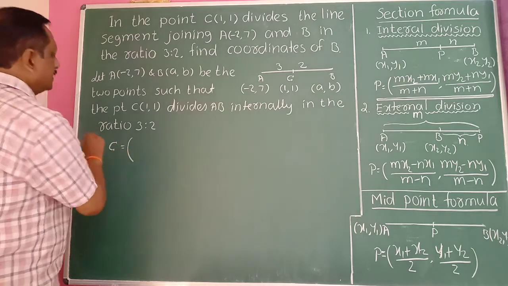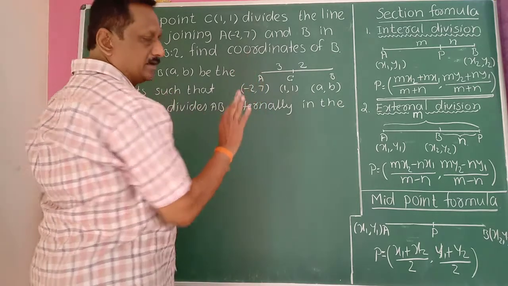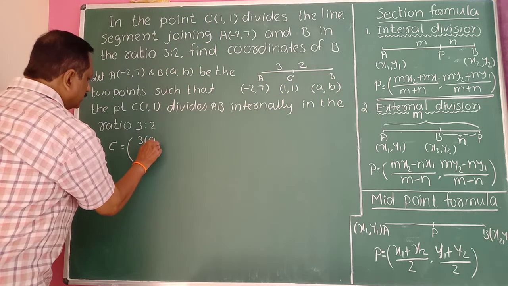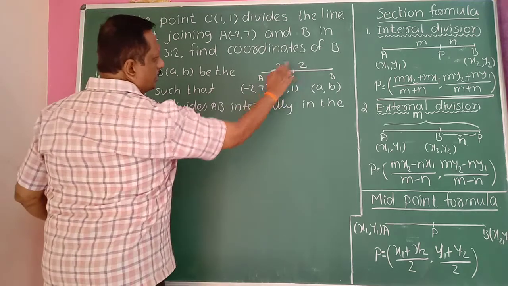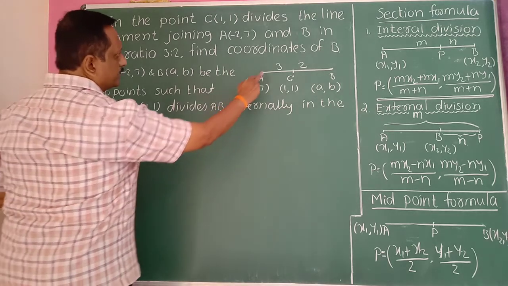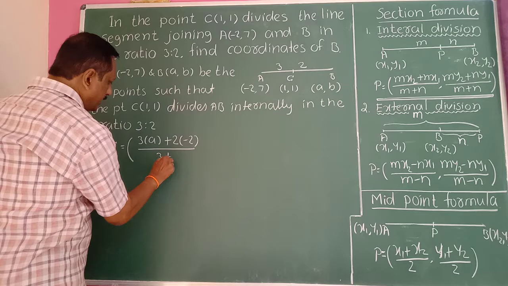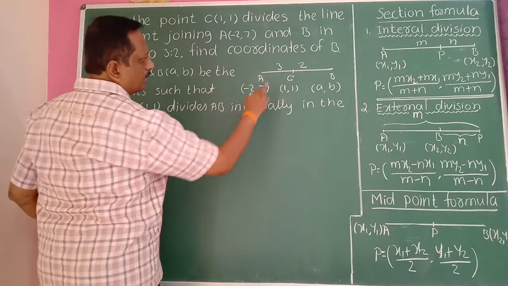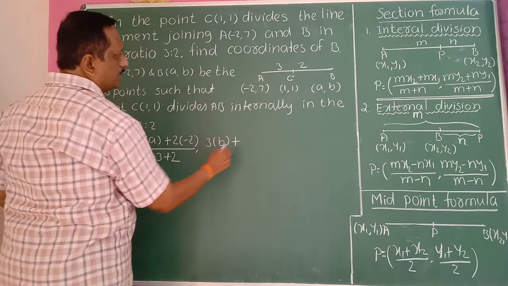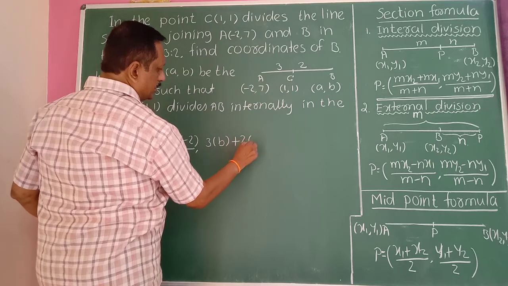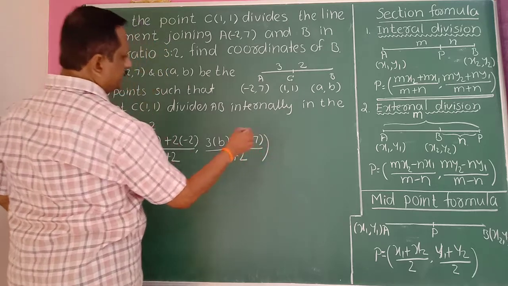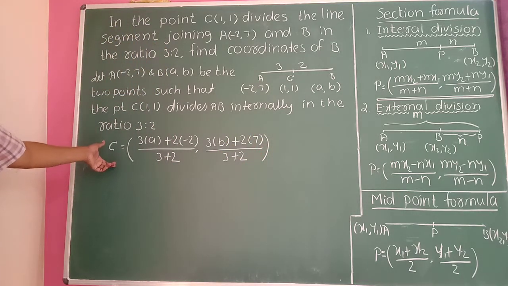Here's your second formula. According to the second formula, take only the x coordinate here: 3 into a plus 2 into minus 2, divided by 3 plus 2. So 3 plus 2 here. Take the y coordinate now: 3 into b, so 3b, plus 2 into 7, divided by 3 plus 2. This is the coordinate of point C by using the section formula.